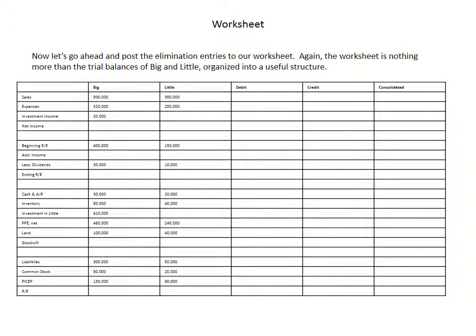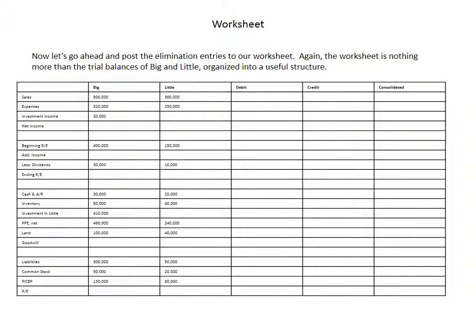Okay, let's go ahead and post those elimination entries to our worksheet. Unfortunately, to make the entire worksheet fit in the slide, I had to make it fairly small font. I apologize, but there's simply no two ways around it. Again, the worksheet is nothing more than the trial balance of Big and the trial balance of Little organized into a useful and helpful framework or pattern. It's referred to as a three-part worksheet.